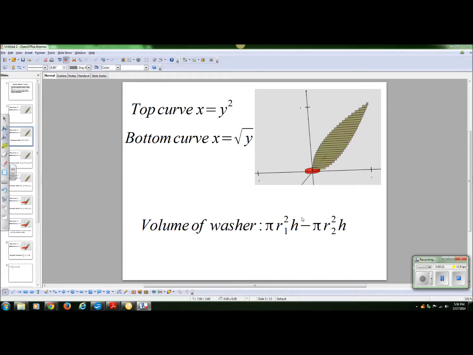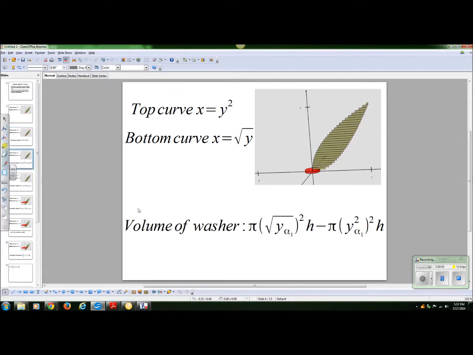So which functions do these match up to? Well, R1 has to go out wider, so that's going to connect to the bottom curve, the square root of y, and R2 has to go to the smaller disk that we're taking out. That has to go to the top curve, x equals y squared. This has to be the case because we're looking for a positive volume, so we're going to want to take the bigger radius and subtract the smaller radius.